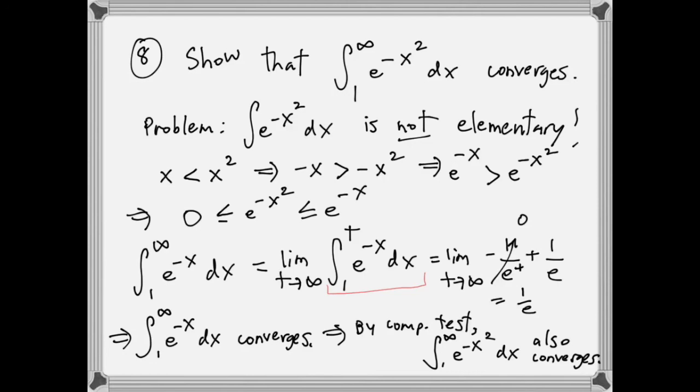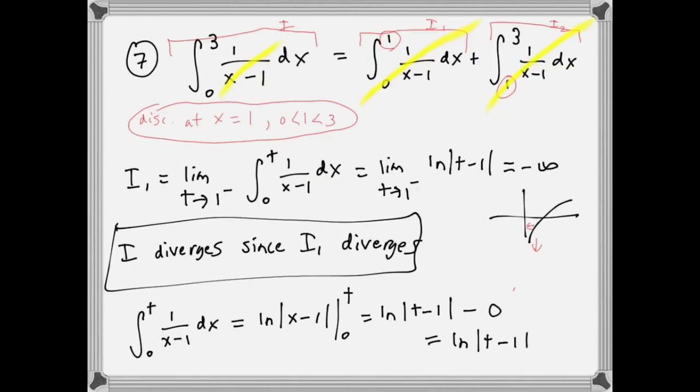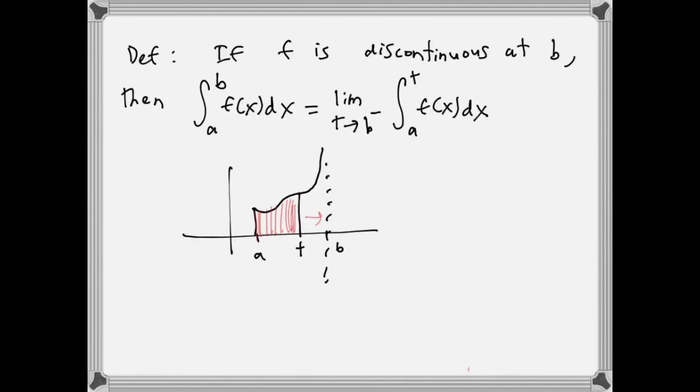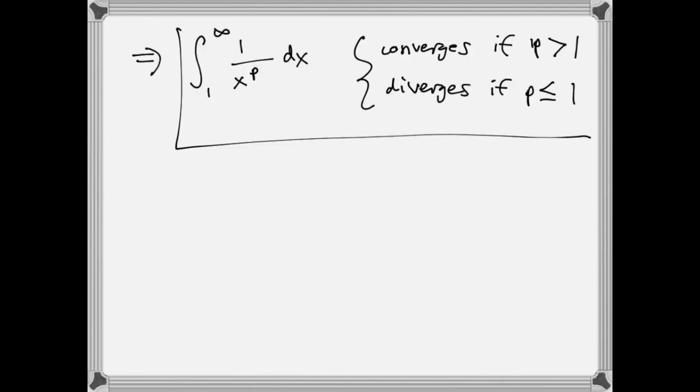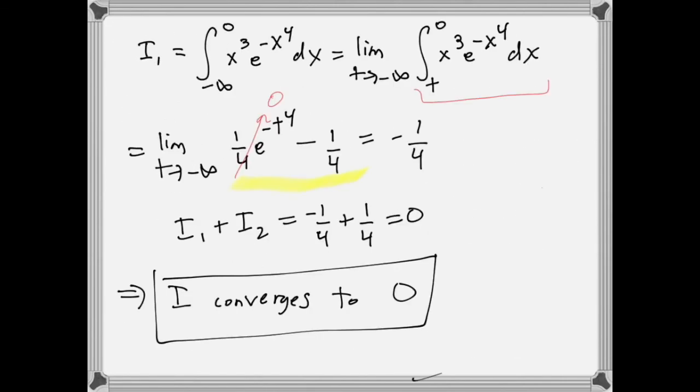Okay, guys, so that is it for this lesson. Again, the big takeaway here is remember that we have two types of improper integrals. We've got the ones where we have a discontinuity at the top or the bottom, or we have the ones where we have an infinity on the top or a negative infinity on the bottom.